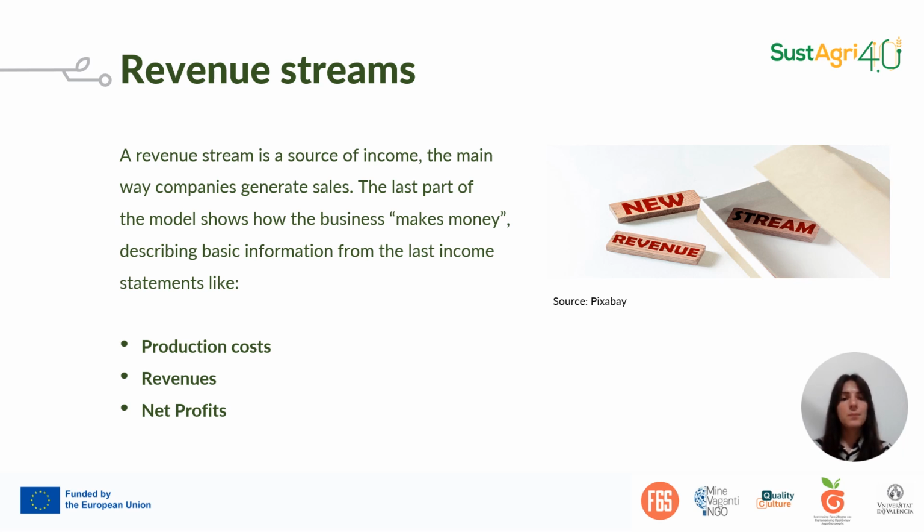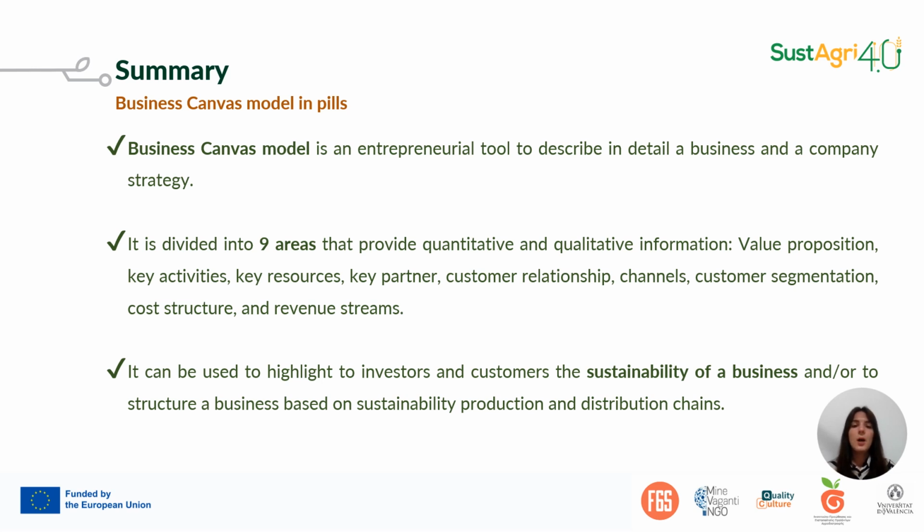net profits. So, going through a summary, what we have analyzed today is that a business Canvas model is an entrepreneurial tool used to describe in very important detail a business and also a company strategy that you may need for your business. It's divided into 9 areas which provide quantitative and qualitative information. For example, key resources, key partners, value proposition, customer relationships. Also, we have seen channels, customer segmentation, cost structure, and revenue streams.